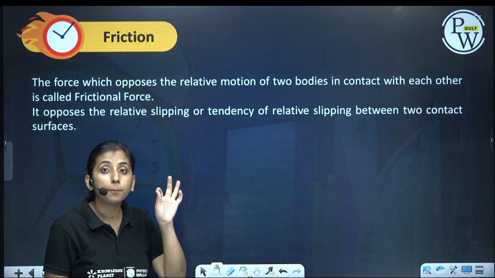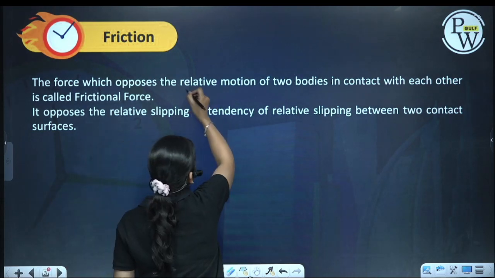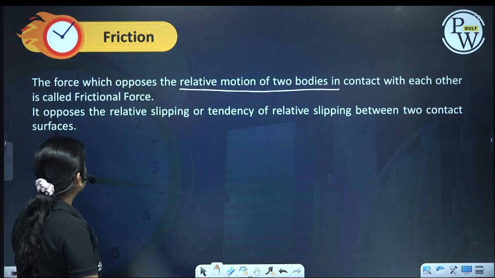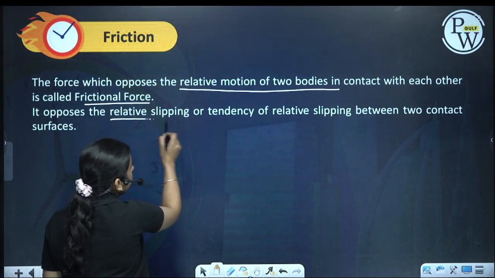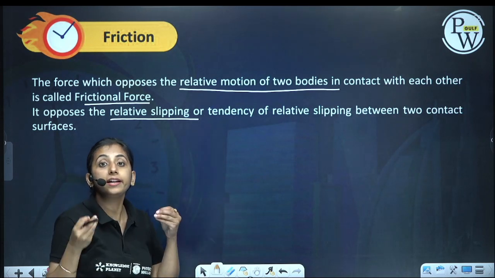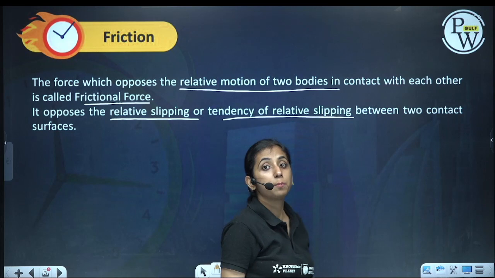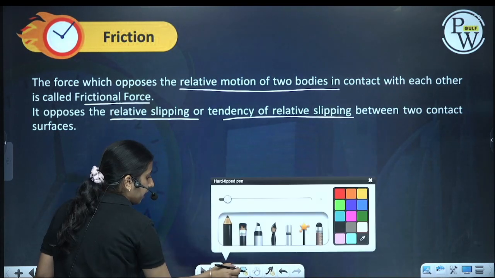Always write the complete statement. The force which opposes the relative motion of two bodies in contact with each other is called frictional force. It opposes the relative slipping or tendency to slip. Tendency of relative slipping between two contact surfaces.